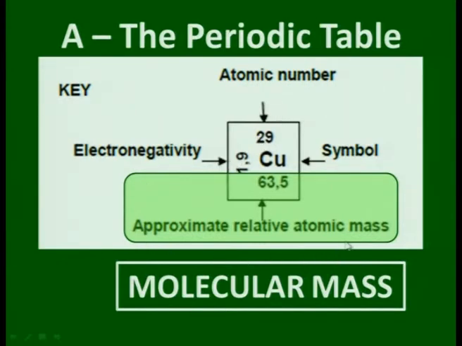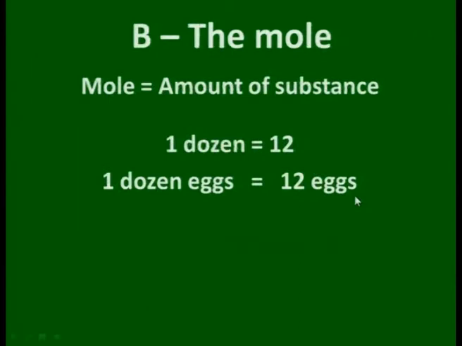But the most important part that I want you to know is the 63.5, the number below the element, which is the molecular mass. We're going to use this number in calculations, and we need you to know where to find it on the periodic table.